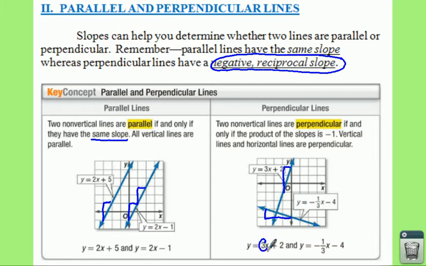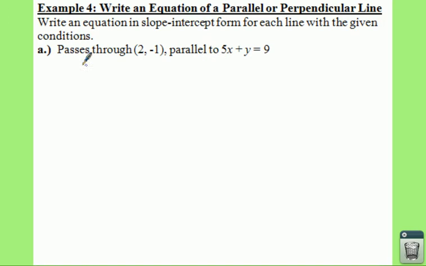Look at the difference in the equations. You're going to be writing two equations of different lines. They're either going to have the same slope or they're going to have a negative reciprocal. That's the difference between parallel and perpendicular. So let's look at the first example here.